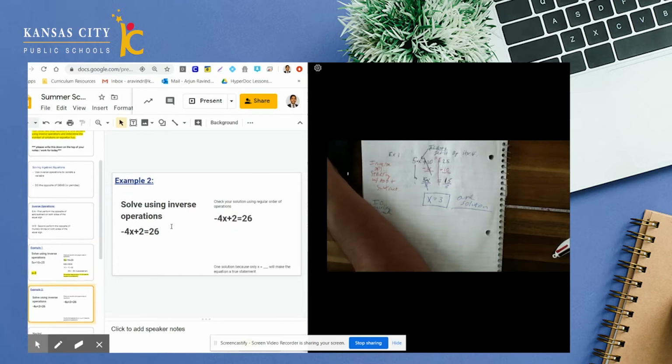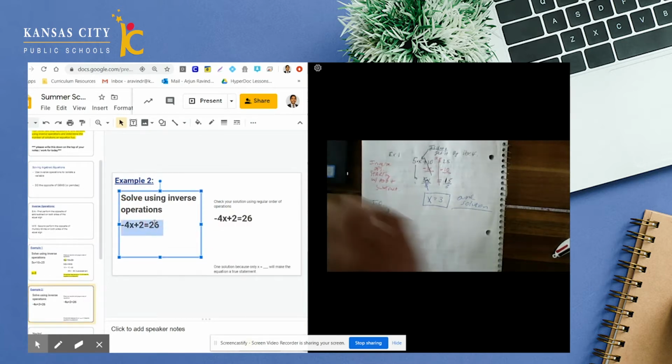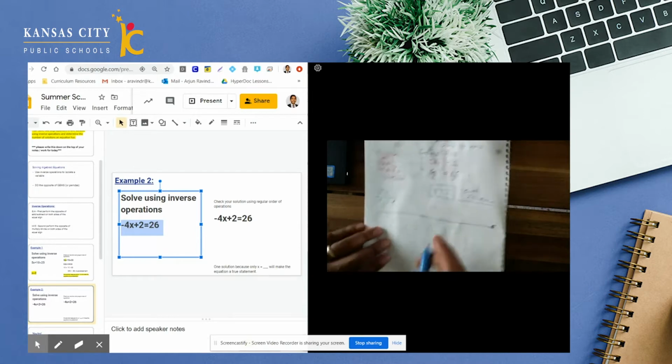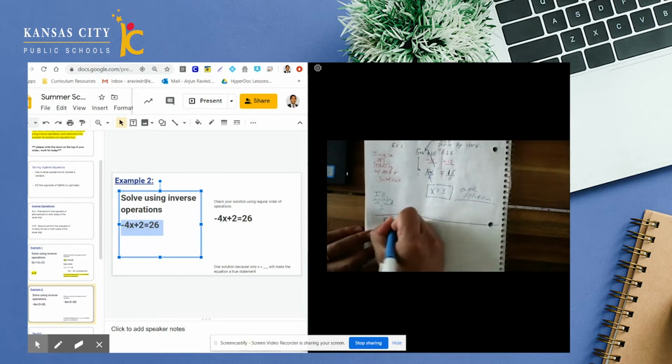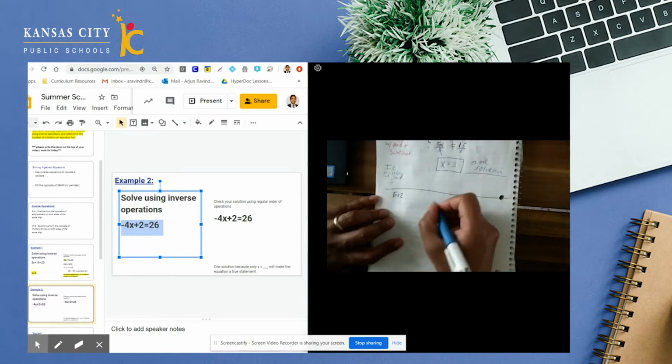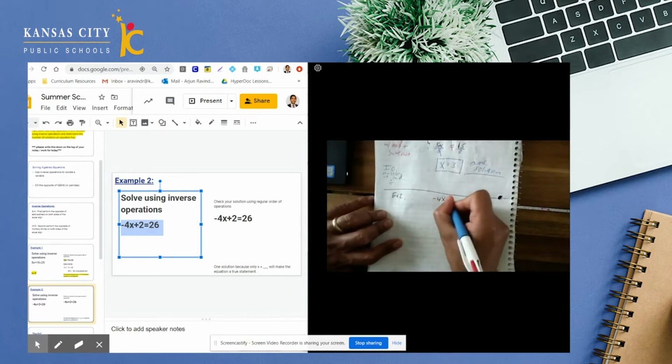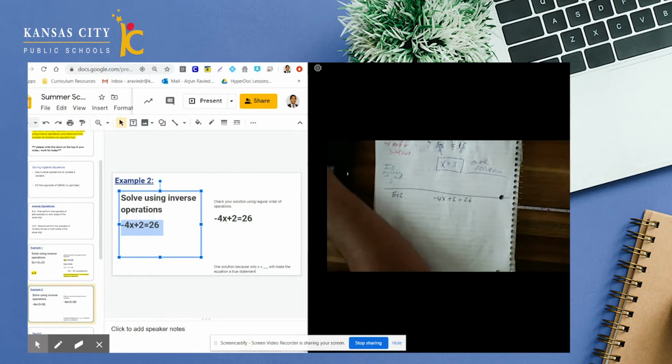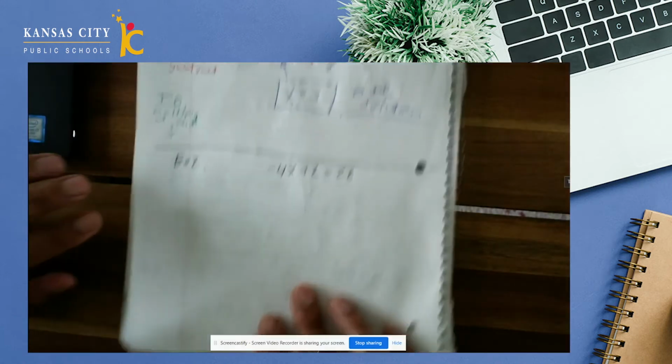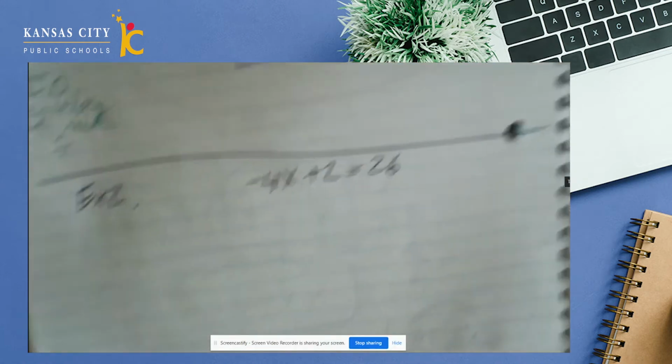Well, example number 2 is similar. It says solve using inverse operations. So I'm going to maximize the screen. First, I'll write it down. Let me just carve out some space in my notebook here, my math notebook. This is going to be example 2, EX2, and we'll write it down. Negative 4x plus 2 equals 26. Now I will maximize the screen. So we're going to solve this equation.